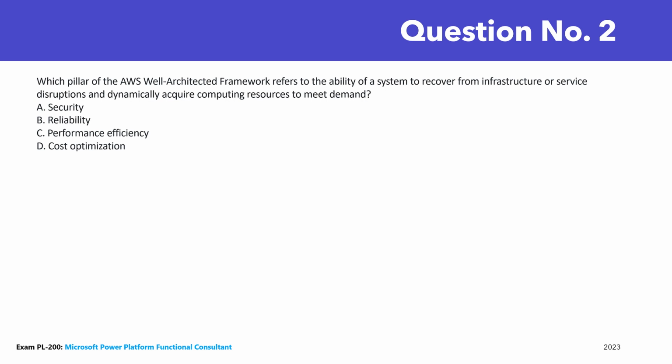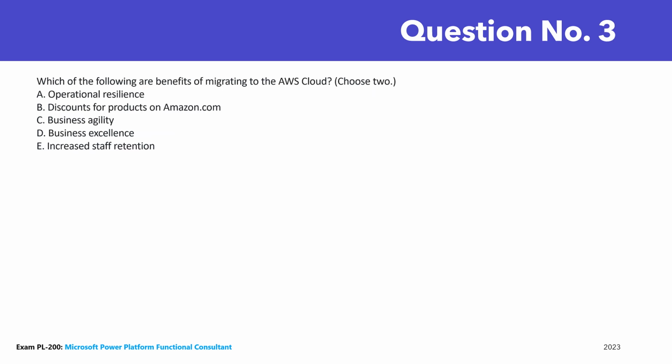Which pillar of the AWS Well-Architected Framework refers to the ability of a system to recover from infrastructure or service disruptions and dynamically acquire computing resources to meet demand? A. Security. B. Reliability. C. Performance efficiency. D. Cost optimization. Correct answer, B. Which of the following are benefits of migrating to the AWS Cloud? Choose 2. A. Operational resilience. B. Discounts for products on Amazon.com. C. Business agility. D. Business excellence. E. Increased staff retention. Correct answer, A, C.